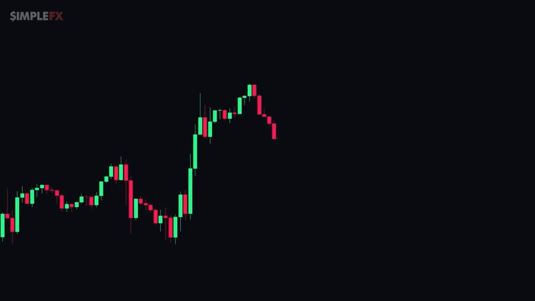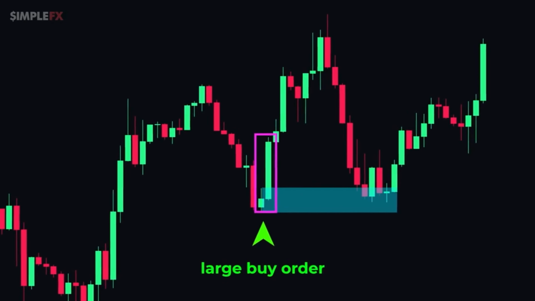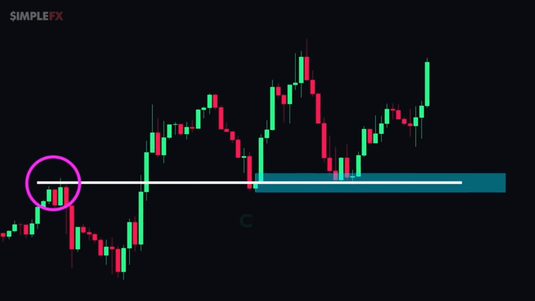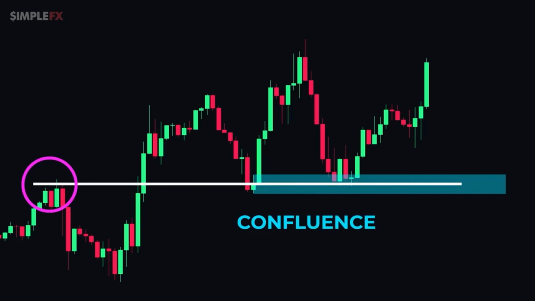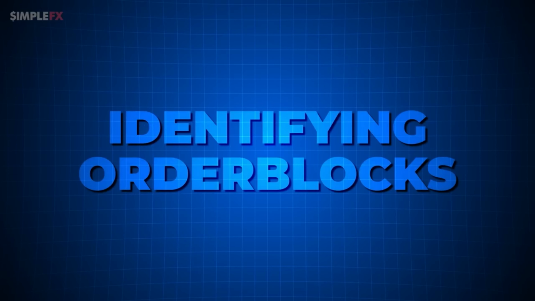While order blocks and support and resistance differ, they can be used together. For example, if an order block forms while the price is also at a resistance level, this is called a confluence. This kind of setup is ideal as the price has a chance of reacting to an area of confluence. Now, before we can trade using order blocks, we need to know how to correctly identify them.